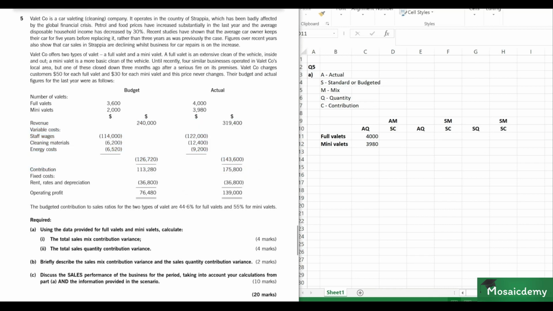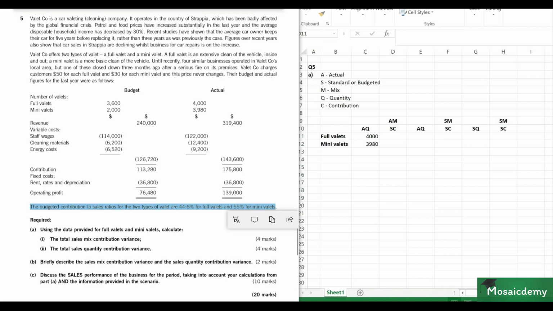But the issue is then that's just the CS ratio, as in how much is the contribution for full valets, how much is for mini valets, right? The trick is that they've mentioned something down here. The budgeted contribution to sales ratios for the two types of valet are 44.6% and 55%, right? They've given us the separated CS ratio, so we don't need to worry about the numbers here. They've already given those to us.